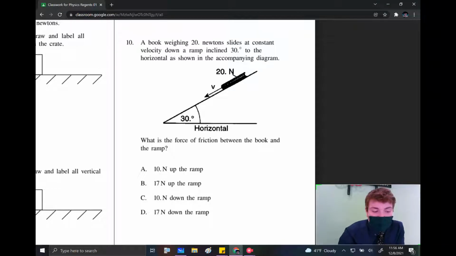Number 10. A book weighing 20 newtons slides at a constant velocity down a ramp inclined 30 degrees to the horizontal as shown in the accompanying diagram. What is the force of friction between the book and the ramp?